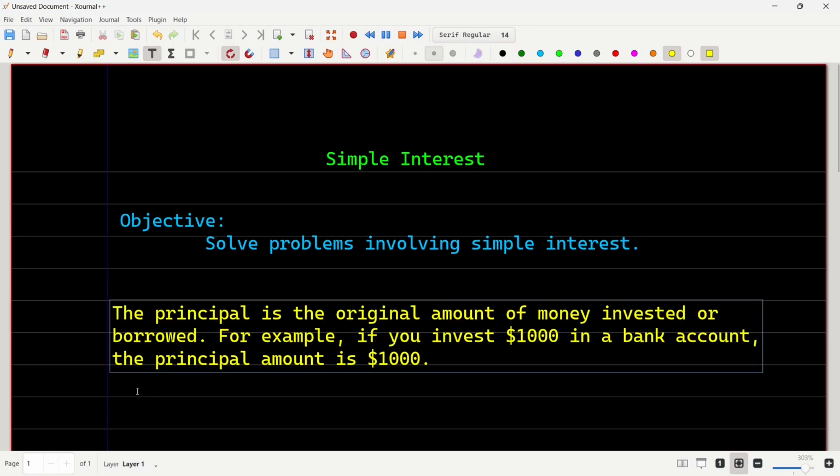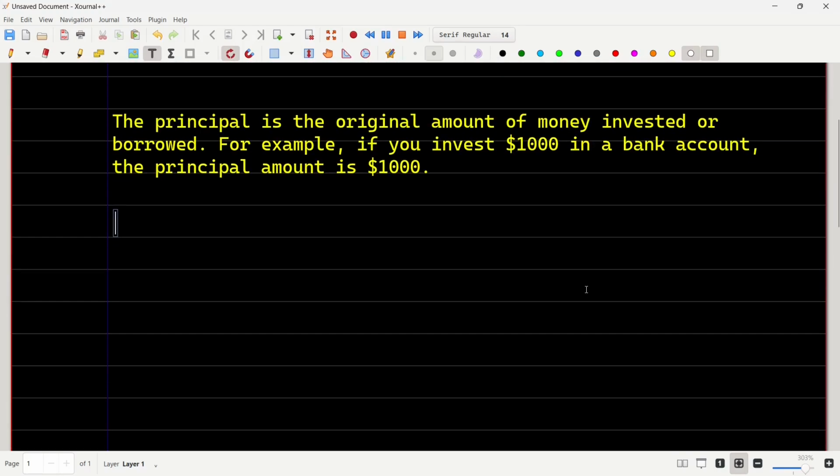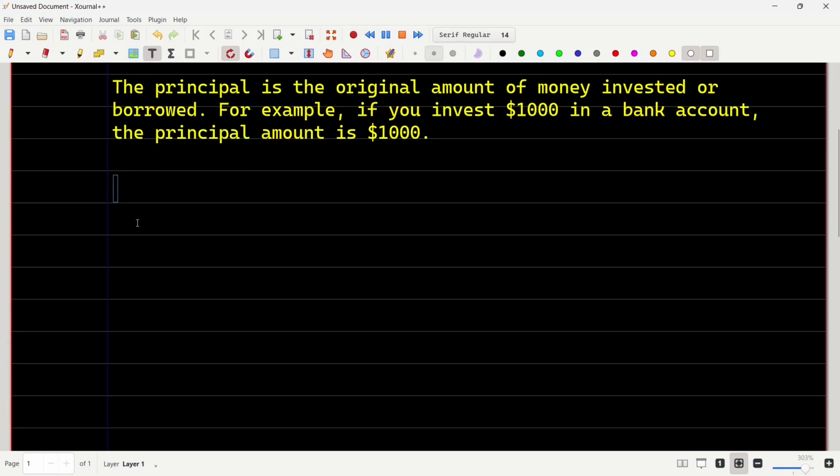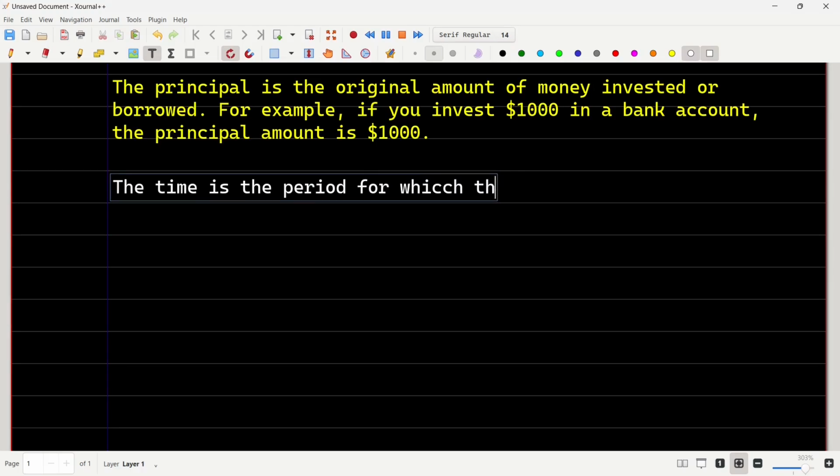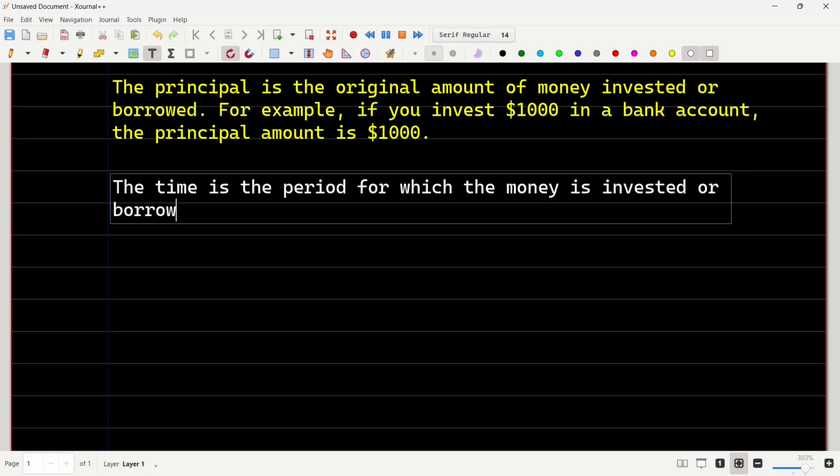All right, let's go on to another one now. So I'm going to shift the colors in between each definition so that you know where one stops and the other finishes. All right, the next one that we want to look at is the definition for time with respect to your principal and your interest rate, or the period through which you're going to take this loan, or the period through which you're going to make this investment. So the time is the period for which the money is invested or borrowed. And usually it is expressed in years.